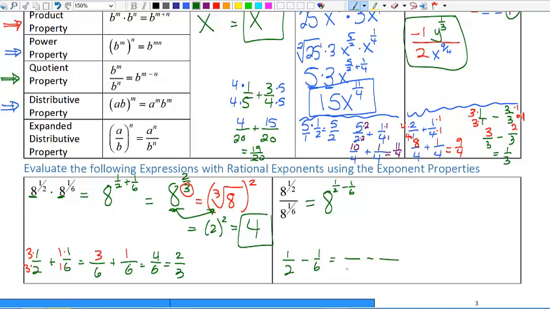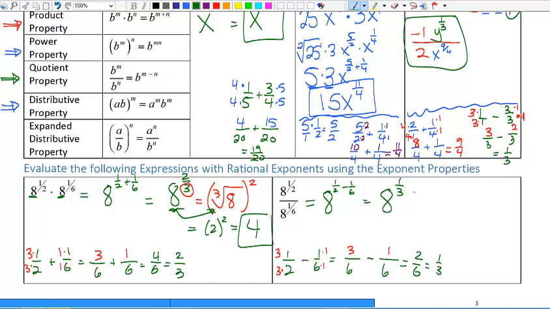My LCD looks like it's 6. So I'm going to have to multiply the first fraction 2 by 3 in order to get it to be 6. The second fraction I'm going to multiply by 1, and then it's 1. So 3/6 minus 1/6 this time gets me 2/6, and 2/6 reduces to a third. So this answer is 8 to the 1/3.